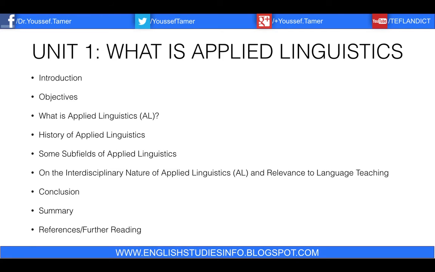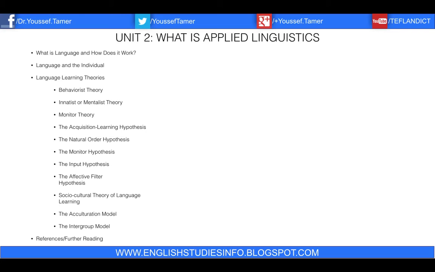The next unit is also related to language, and in it we're going to cover language learning theories. I'm sure you have already seen some of them in the educational psychology course. These learning theories are as follows. There's the behaviorist theory, there is the innatist or mentalist theory, monitor theory, the acquisition-learning hypothesis, because you know in language learning there are theories.